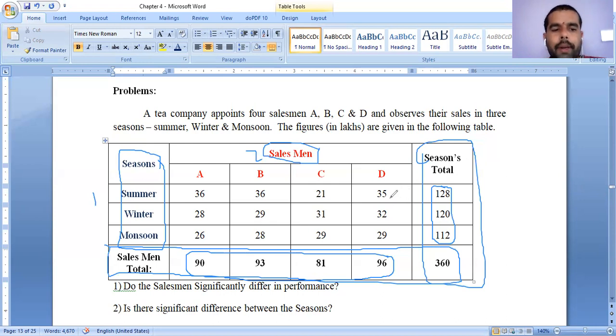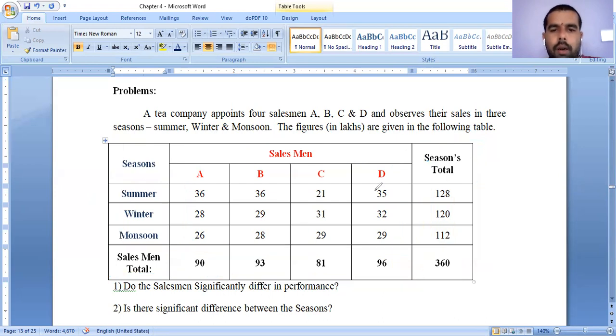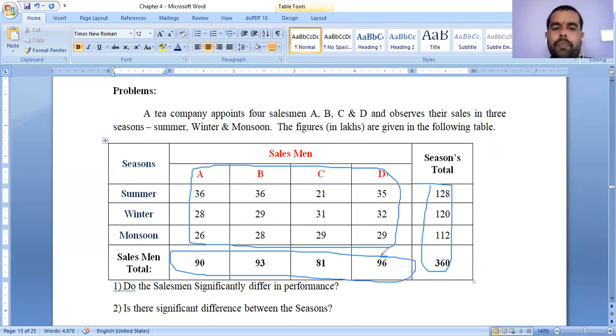Again I am repeating: in this given question, only this information will be available from the examination point of view. This information is the salesmen A, B, C, D. These alone are available. The totals will not be done in the question paper, and these totals also are not done in the question paper.